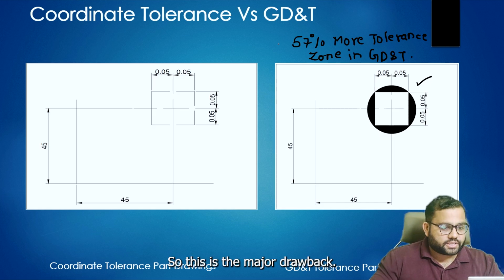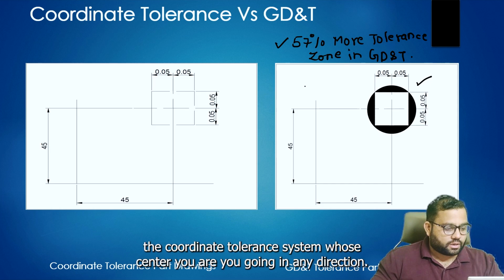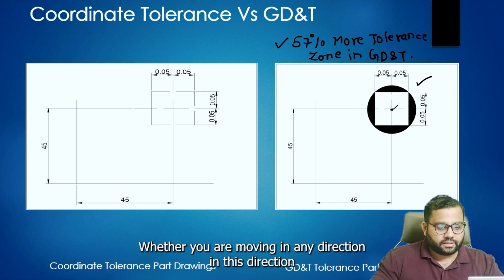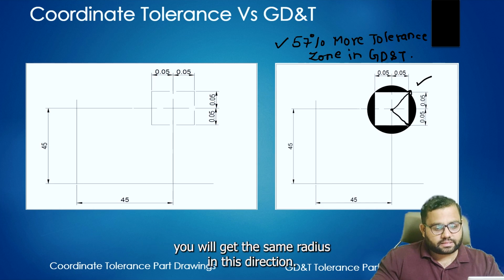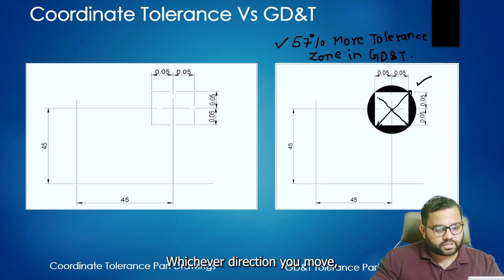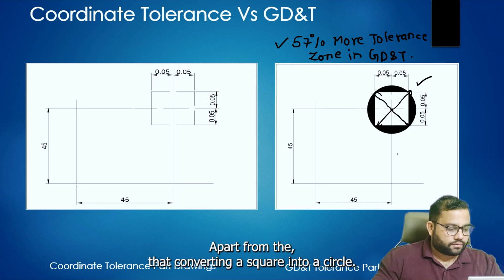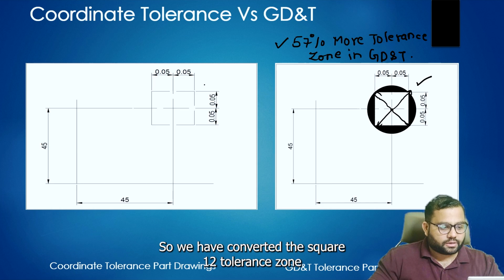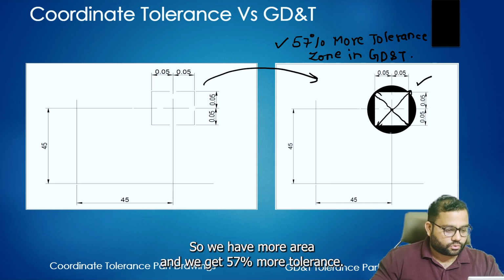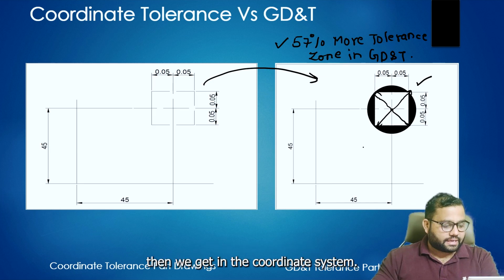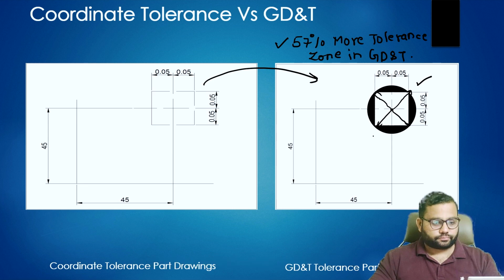Okay, so this is the major drawback we have in the coordinate tolerance system. From the true center, if you go in any direction, you will get the same radius. Whichever direction you move, you will get the same radius, because of which we have the advantage of converting a square into a circle. So we have converted this square tolerance zone into a circular tolerance zone, so we have more area, and we get 57% more tolerance than we get in the coordinate tolerance system.